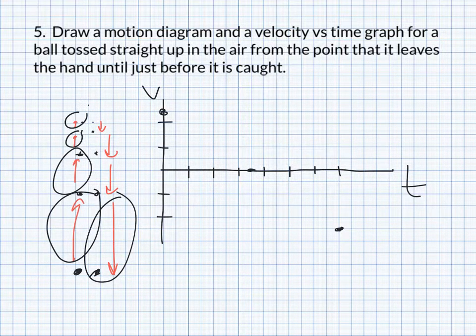And we know that when we let go of the object, it's only going to be under the influence of gravity, so it will be accelerating at a constant rate. So this should not be a curved line. This should be a straight line all the way through, just like that.